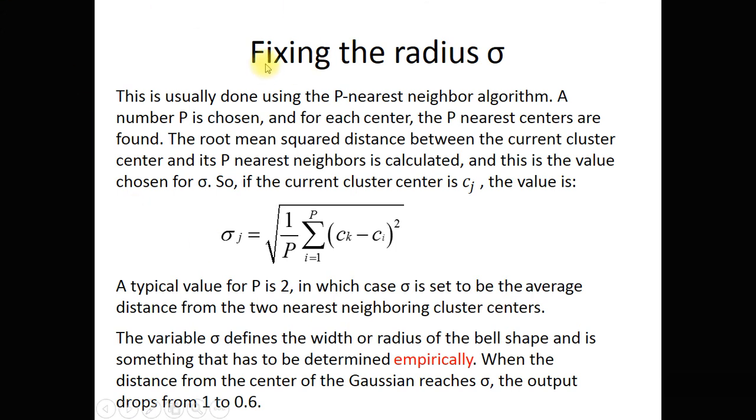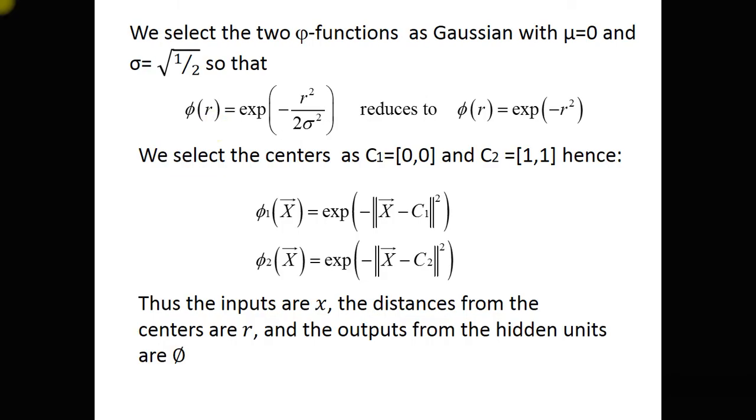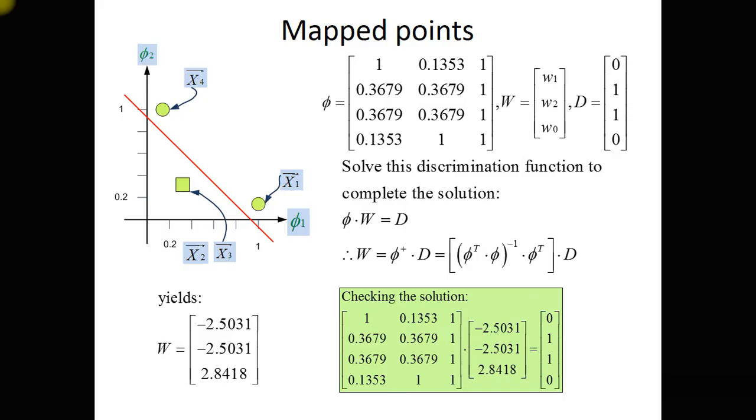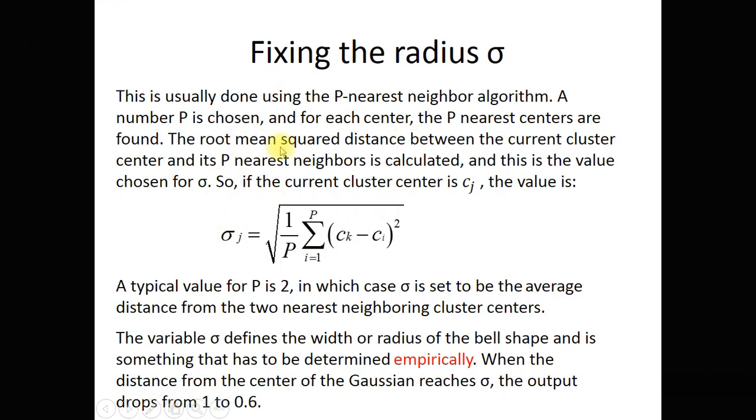Next is fixing the radius, that is the sigma. This is usually done using the p nearest neighbor algorithm. A number p is chosen, and for each center the p nearest clusters are found. The RMS distance is basically how I select the value of sigma. In the previous case we simplified it by arbitrarily taking the sigma, that is the radius, as 1 by 2, but it is not necessary that it will be the best value. So this particular equation gives you how to select a suitable value of sigma.